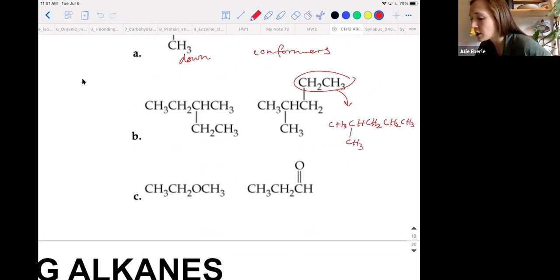So if we just made it a straight chain, I see that I got 1, 2, 3, 4 in that straight chain, but you'll find out later, you could also count it like this.